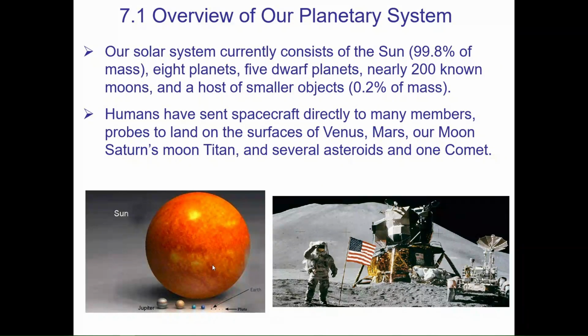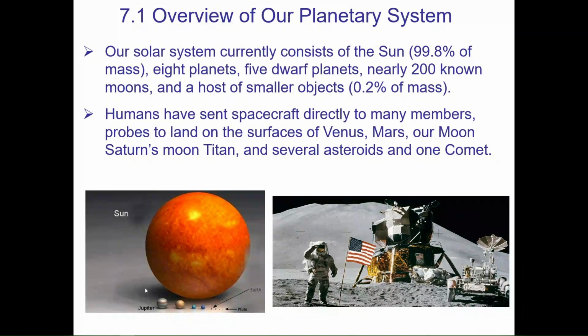And other than the sun, we have 8 major planets, 5 dwarf planets, and Pluto is now one of the 5 dwarf planets. And we have nearly 200 known moons and a host of small objects. You can see that all these objects, all the planets, dwarf planets, and other small objects, adding together, they only take 0.2% of the total mass of the solar system.